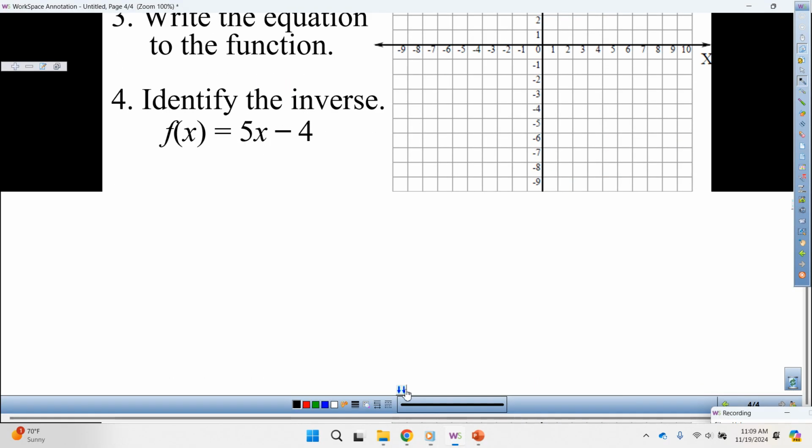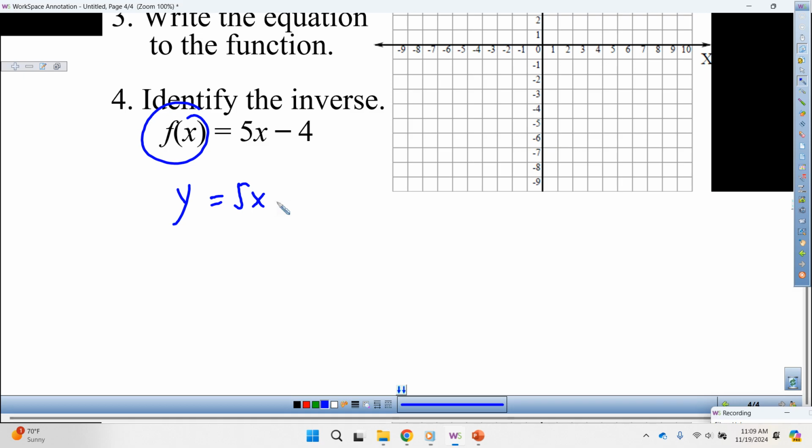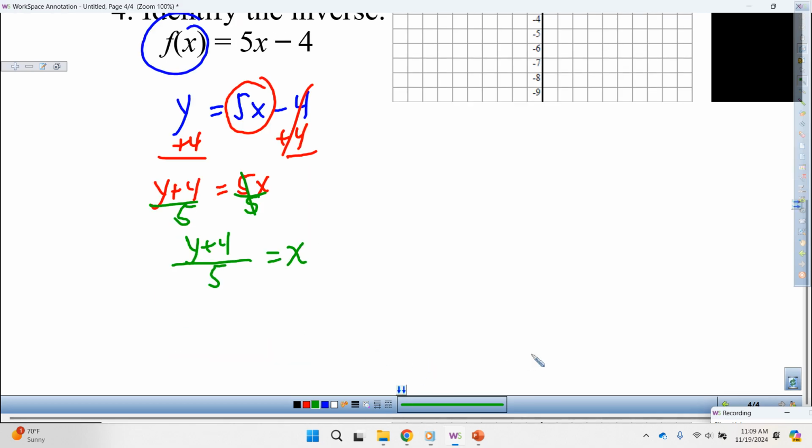Here we go. Inverse. What's my first step? Let's see if you remember. How about Gio? Change it to y equals 5x minus 4. Okay, good start. What is the second step? Mario. Leave x by itself. So we add 4, we end up with y plus 4 equals 5x. I'm still not done. Divide by 5, y plus 4 divided by 5 equals x. So far so good, that's step number 2.